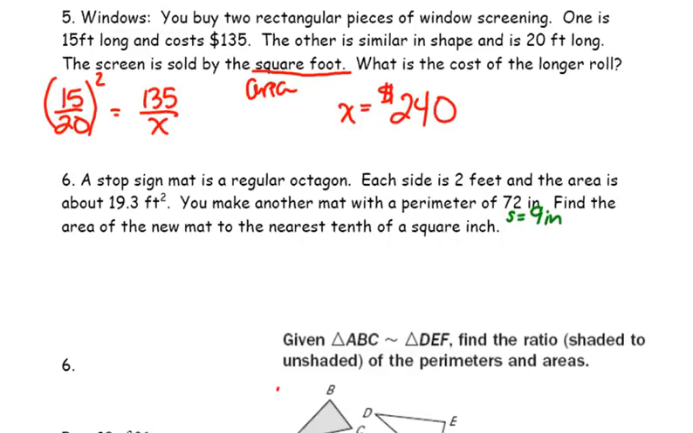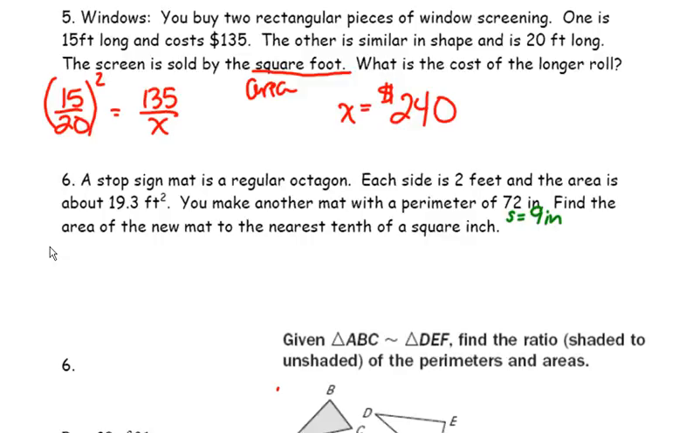Let's talk about how we can do this. A lot of you are going to want to convert. You're either going to want to convert the feet to inches or the inches to feet. Now, keep in mind, our final answer is in square inches. So if you want to convert, you're probably going to want to convert feet to inches. But a lot of you, when you convert this 19.3 feet squared to inches, you're going to do it wrong. I have a proposal for you. You don't have to convert. And here's why.